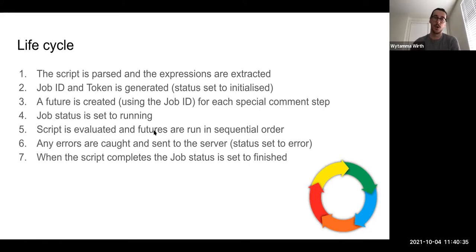So basically it just turns those comments into requests that say log this particular step. And it does all this in a big try catch loop. So if there's an error, it catches that error and then it sends that error status to the server. And then when the job completes, it sets the status to finished, which is how you get those green ticks.